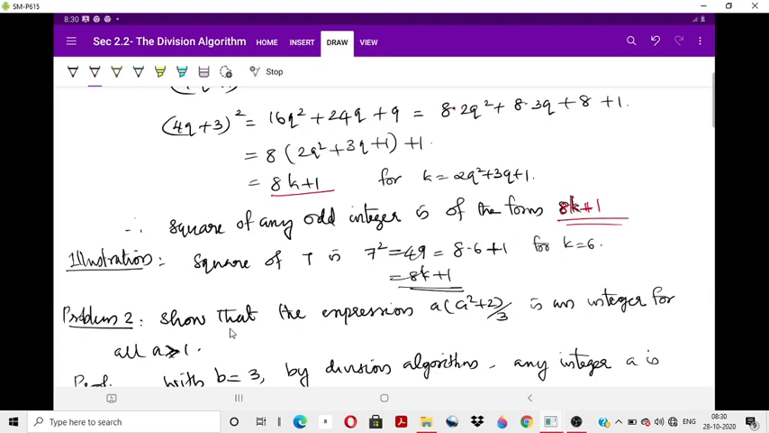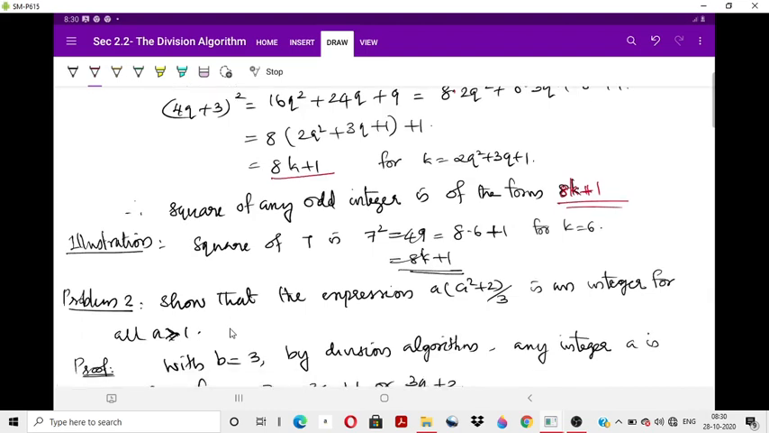We have to prove that the expression a(a² + 2)/3 is an integer for all a greater than or equal to 1. Since the expression contains 3 in the denominator, we will consider the division algorithm with b equal to 3. Then only we can cancel that 3 to make this expression an integer.